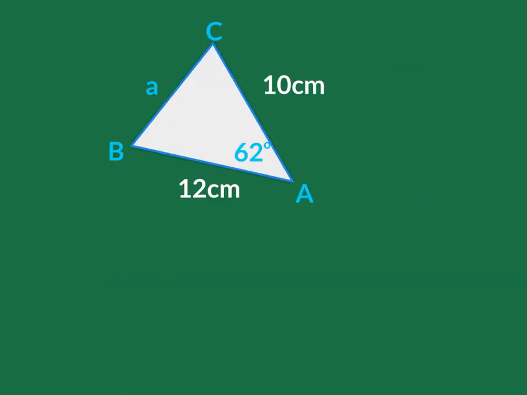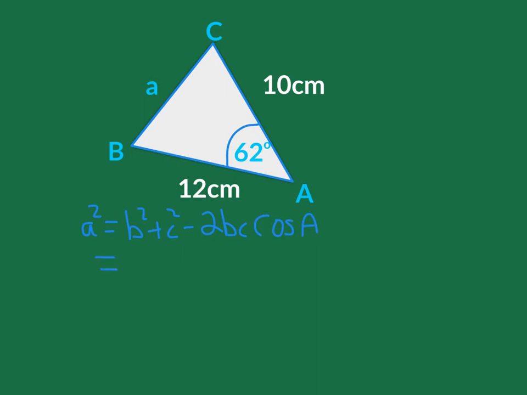So let's look at an example of how to use this formula. Here we have two sides that are known and an angle contained between those two sides. And so cosine law will apply here, which means that we can calculate side A using the formula a squared equals b squared plus c squared minus 2bc times the cosine of angle A.